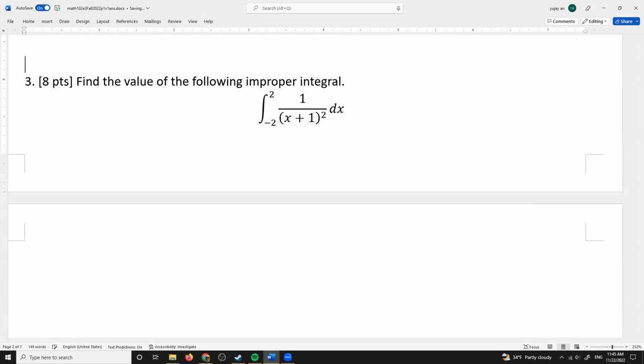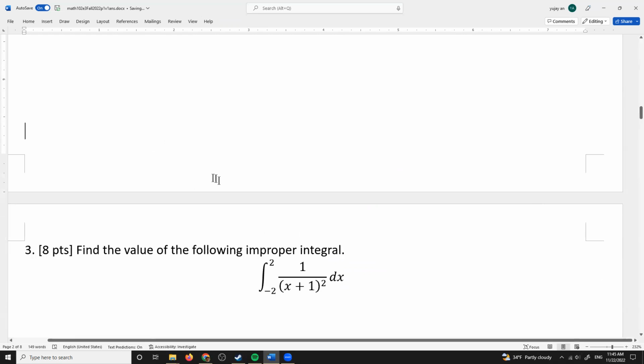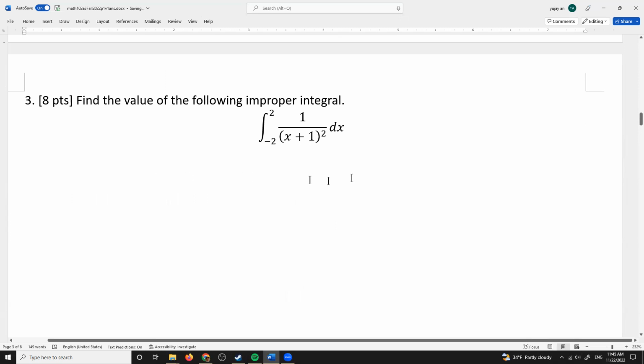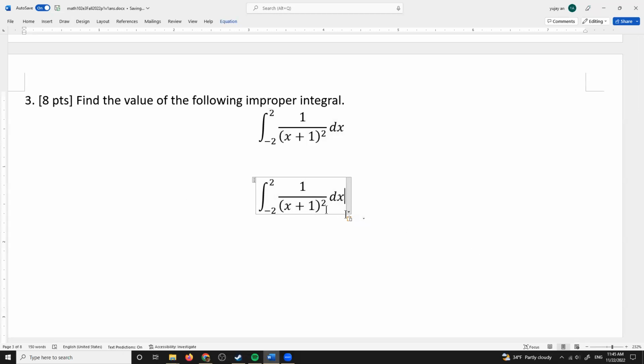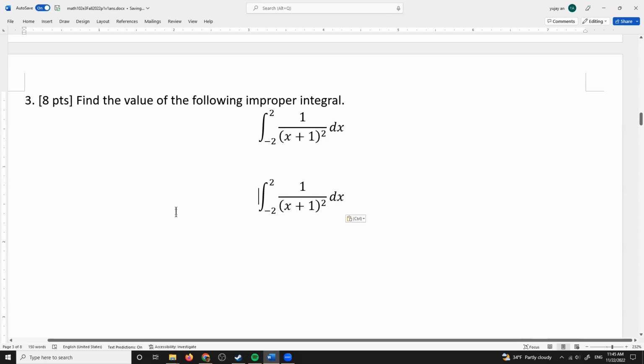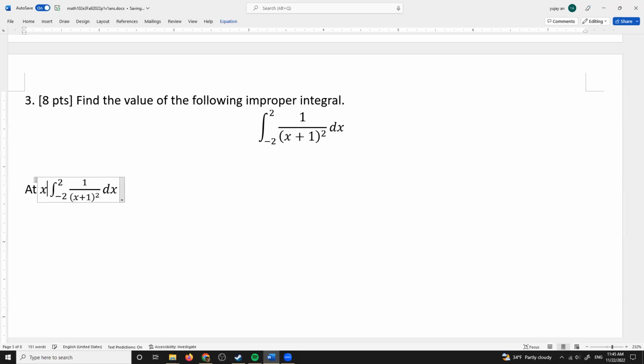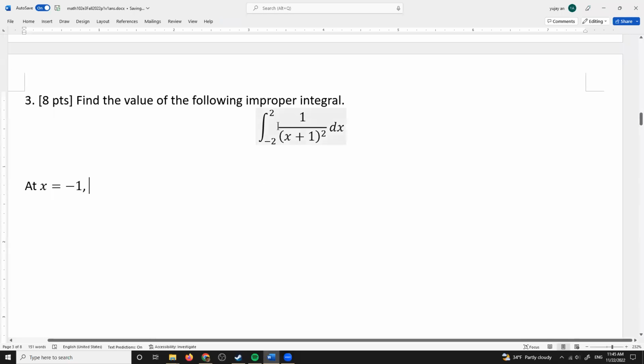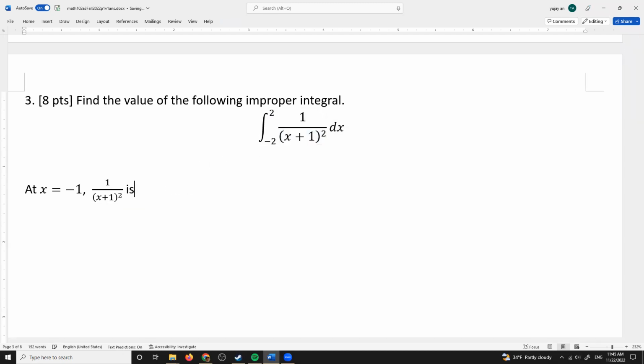Right, this one. Surprisingly, many people couldn't do this. I solved similar questions twice in class, so that was a bit disappointing. All right, so first of all, you have to know that at x equals -1, this function inside is undefined.